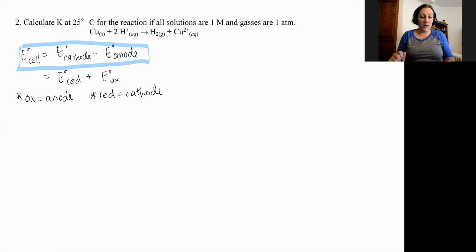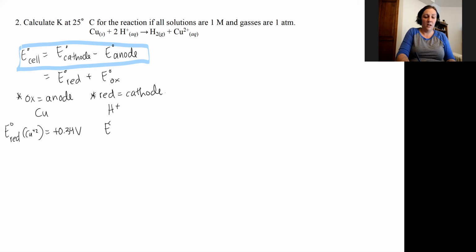So looking at my equation, I'm seeing copper solid go to copper plus 2. So my copper is being oxidized, and my reduction is my H plus. Looking up my standard potentials from the standard table, the reduction potential for copper plus 2 going to copper is equal to plus 0.34 volts. And the reduction potential for my hydrogen ion is equal to 0 volts. That's my standard hydrogen potential. So that's kind of simple.